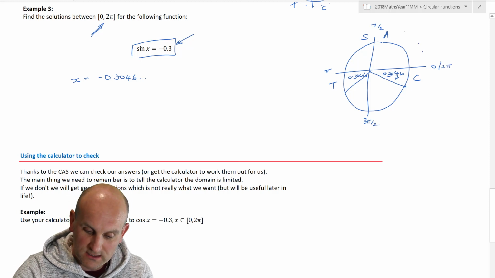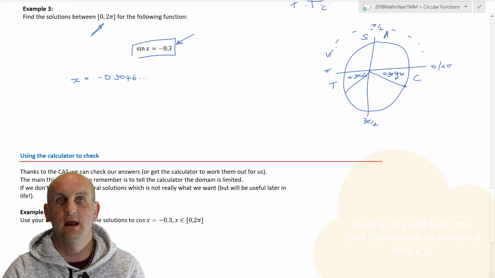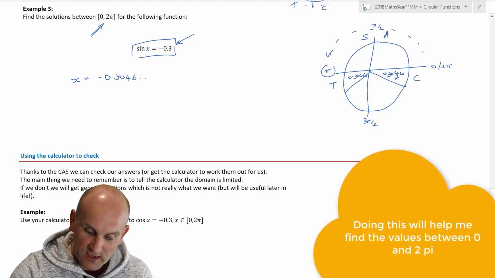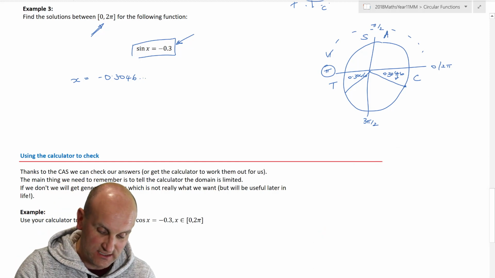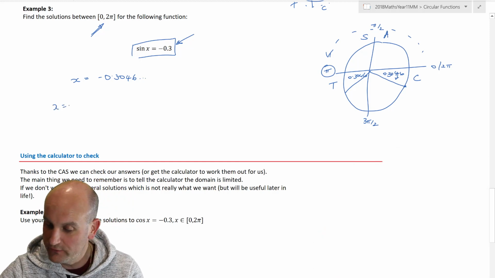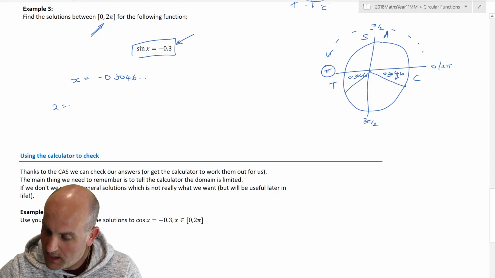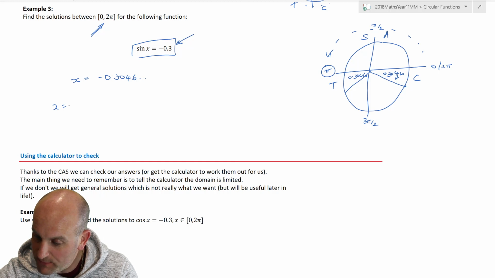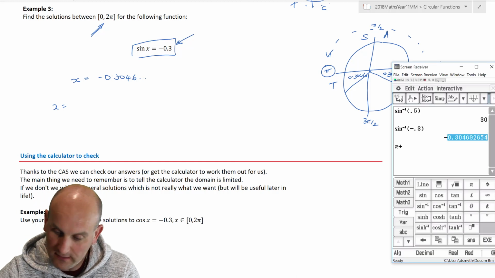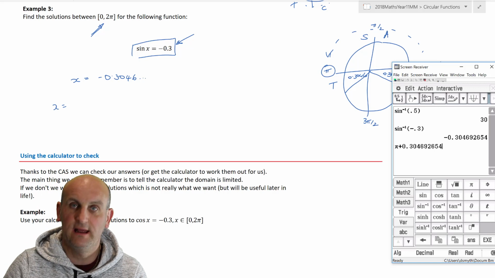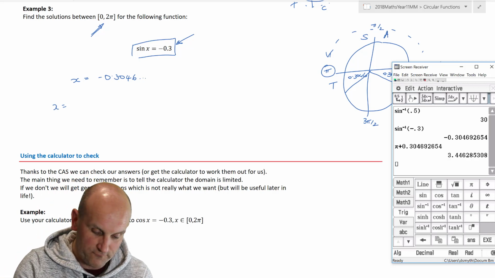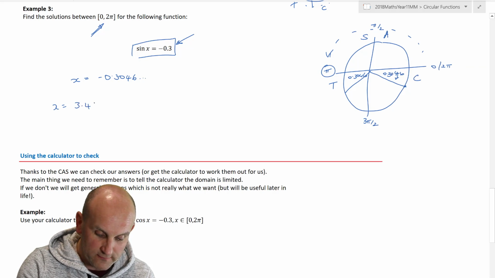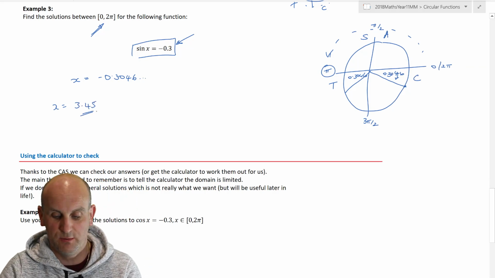So now I'm going to go around my circle the right way and work out my values. If I take the value of pi and add on 0.3046, that's actually going to give me my first solution. So I'm going to take pi and add on this positive value. Now all I'm doing, if you see on my calculator, is highlighting it and dragging it down, not the minus sign because I'm not interested in that. And that gives me my first value of 3.45. I'm going to leave that to 2 decimal places.